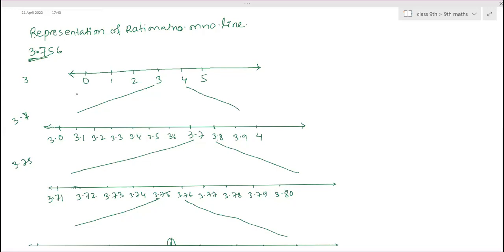Ma'am, as in our maths textbook, when we keep magnifying, it will be difficult to write numbers in small spaces. So can we skip some numbers in between, like 3.71? No, instead of writing horizontally on the number line, you can write this way, vertically, 3 point here, 3.76. Okay. You cannot skip anything.